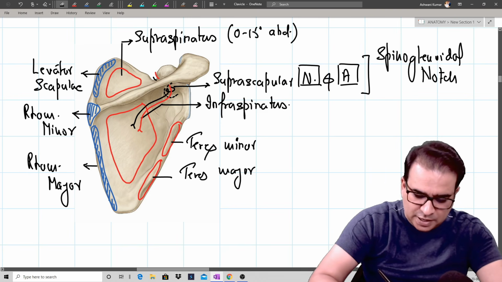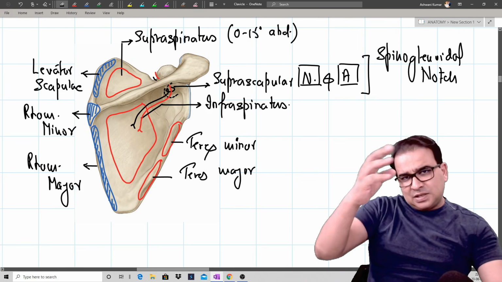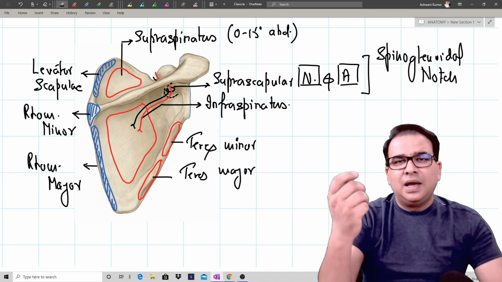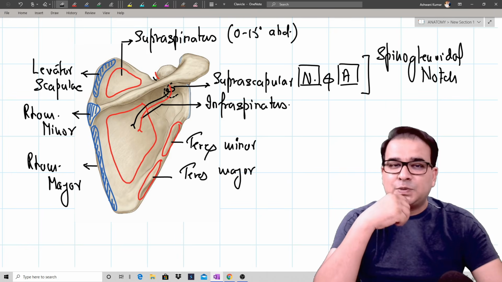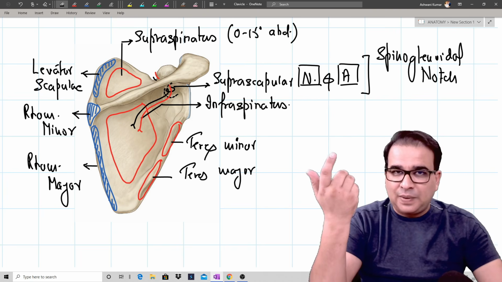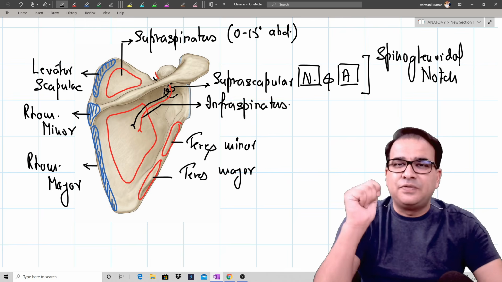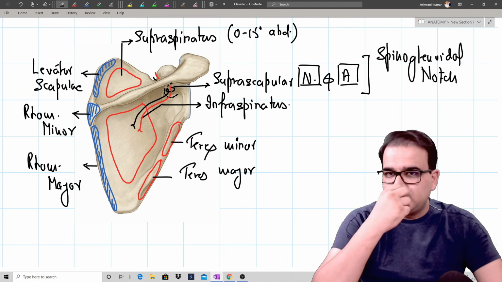You can see it's between the spine of the scapula and the glenoid cavity, so we call it spinoglenoidal notch. And that is what is allowing these nerves and vessels to come down and supply the infraspinatus muscle as well. So suprascapular nerve not only supplies supraspinatus, obviously it will supply supraspinatus. Along with it, it also supplies infraspinatus by passing through this notch. Okay.